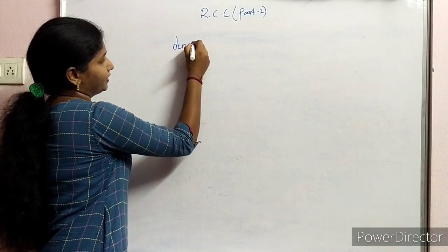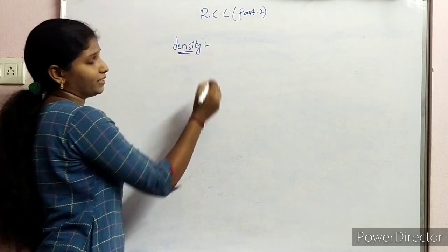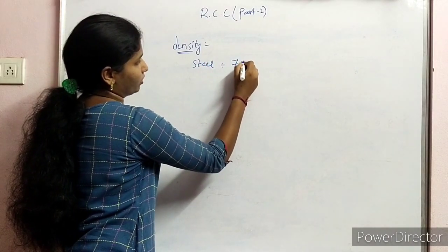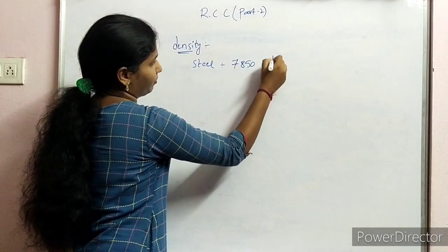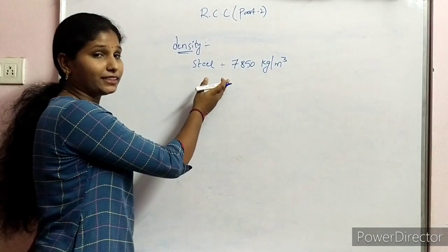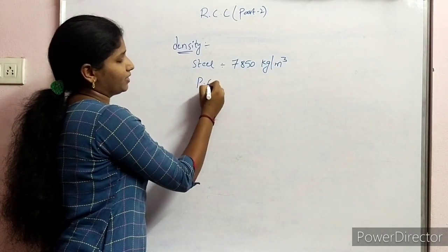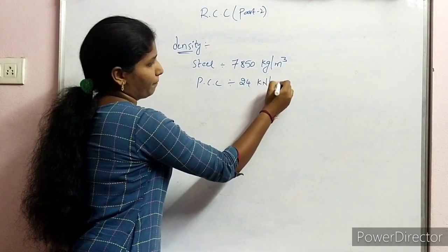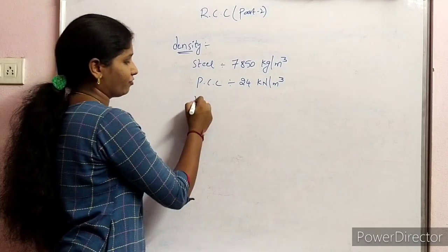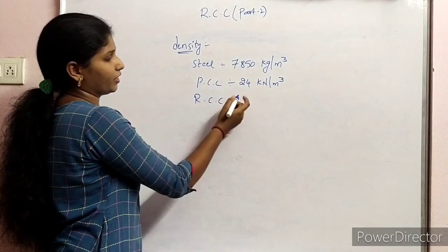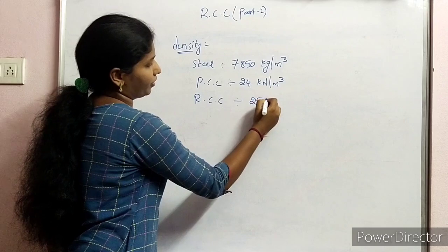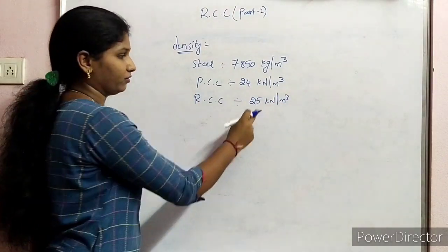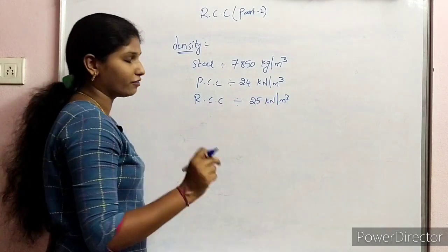Now we have to know the densities. What is the density of steel? Steel density is 7850 kg per meter cube. What is the PCC density? 24 kilonewton per meter cube. What is the density of RCC? RCC means including reinforcement, and its density is 25 kilonewton per meter cube. That means 25 kilonewton per meter cube is the unit weight of RCC.